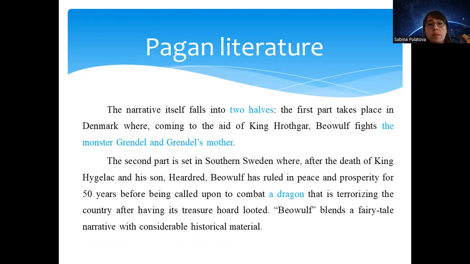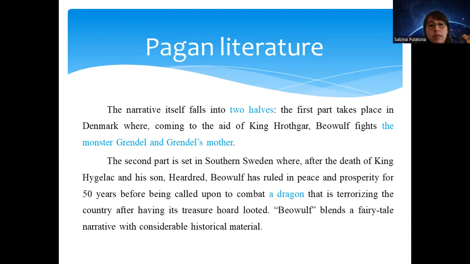The first part takes place in Denmark, where, coming to the aid of King Hrothgar, Beowulf fights the monster Grendel and Grendel's mother. The second part is set in southern Sweden, where after the death of King Hygelac and his son Heardred, Beowulf has ruled in peace and prosperity for 50 years before being called upon to combat a dragon that is terrorizing the country after having its treasure hoard looted.